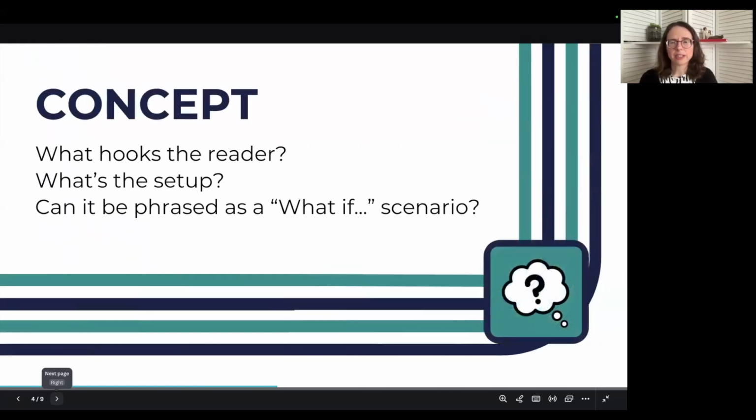You're also going to have a concept. This is the thing that hooks the reader, the thing that pulls them in. Sometimes it might be a clever setup. You might have heard the idea of phrasing the story premise as a what if scenario. That's a great way to jump into concept. But these are the things that make the reader perk up and pay attention. It's causing intrigue, if you will. And intrigue is what makes the reader want to engage with the story in the first place.